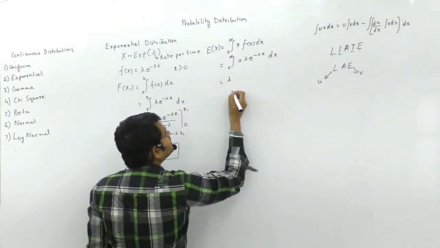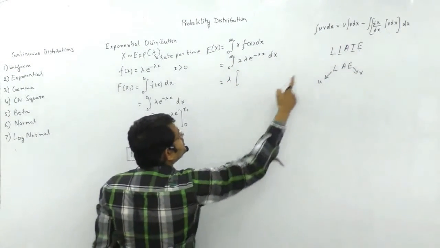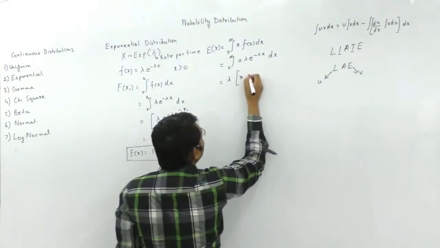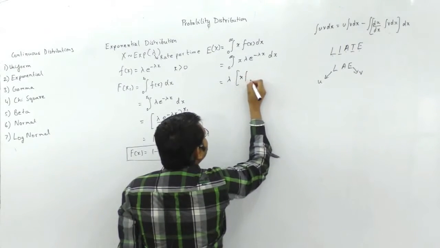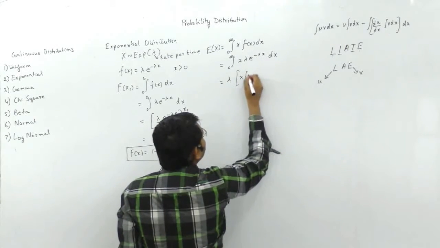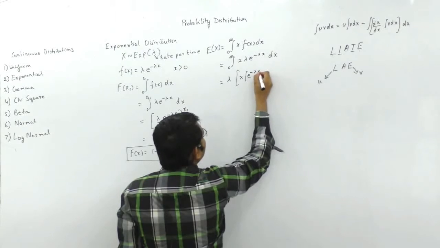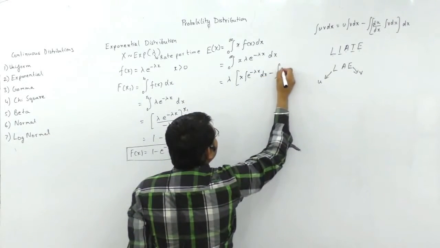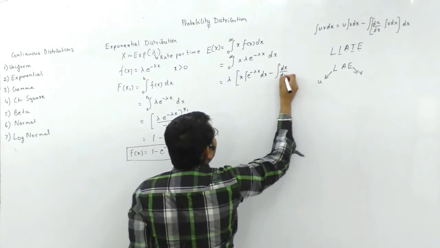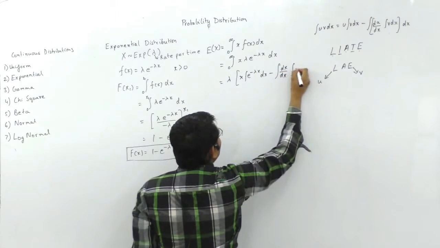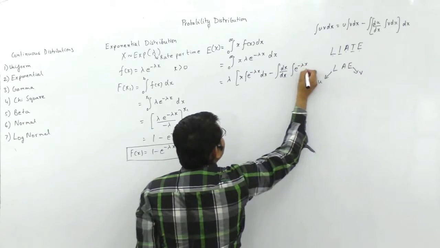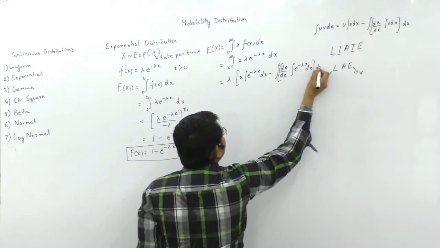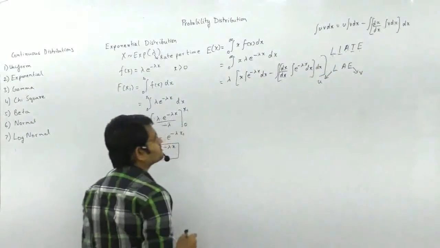I'll just take lambda common, and then first u is constant, so we get x, then integration of v, that is e raised to minus lambda x dx, then minus, we'll have integration of the differentiation of u, times the integration of e raised to minus lambda x dx, and then dx. We'll have to integrate it again.